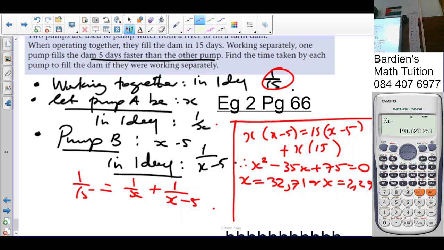Now if you're looking at 2,29, what is 2,29 minus 5? It's going to be a negative value. So this can't happen. Therefore, it is 32,71. So pump A is going to be 32,71 days on its own. And pump B would simply be X, which is 32,71 minus 5. And 32,71 minus 5 is what? 27,71 days.